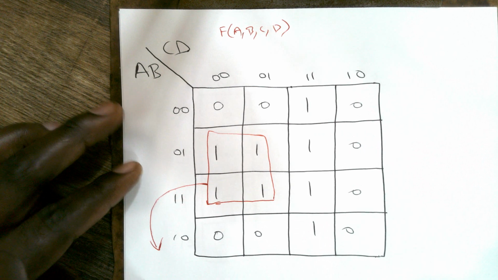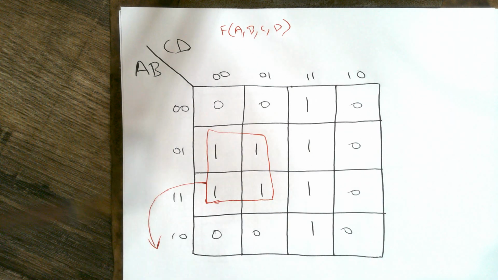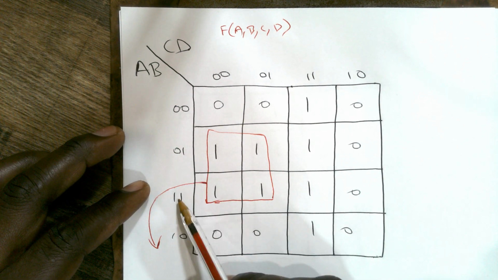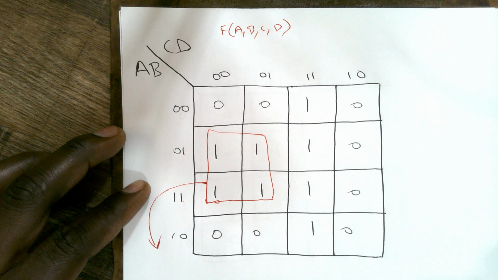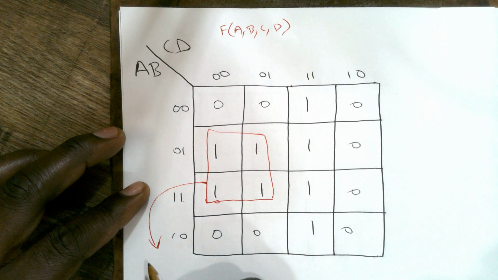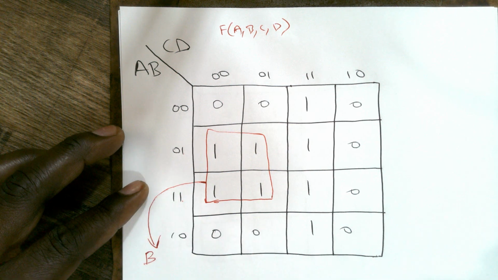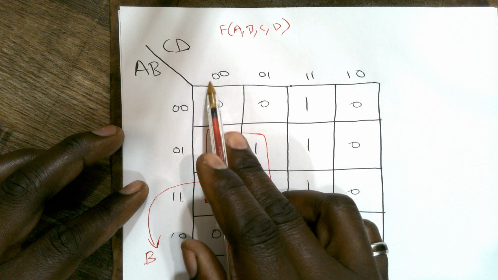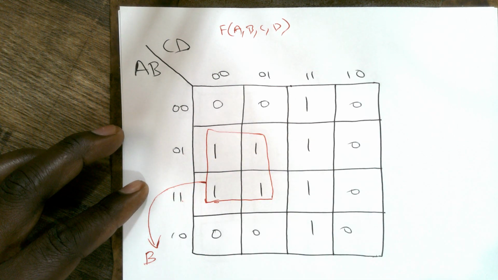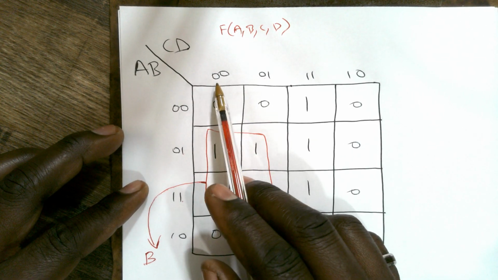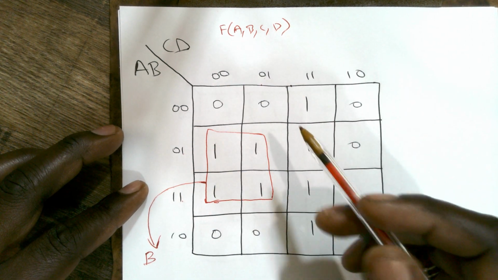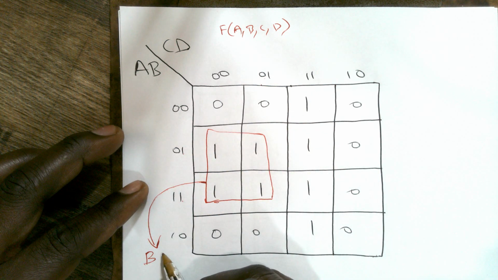We look in this direction, and we realize what is common to all of those ones is B equals 1. B equals 1 is going to give us the expression B. We look downwards, vertically, at the C and D, and we see what is common. We see C equals 0 is common. So that expression for C equals 0 is C prime.